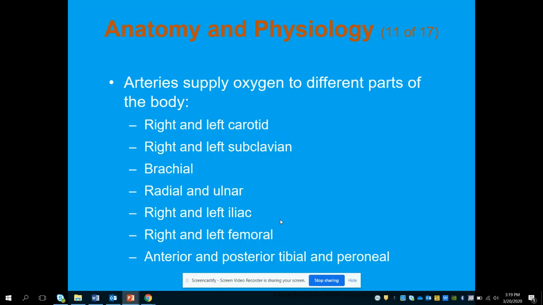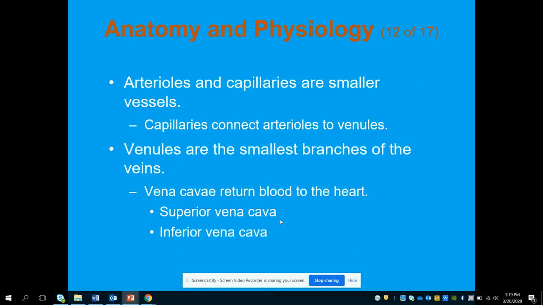Those arteries supply oxygen to different parts of the body, so as they progress out and move out to the rest of the body, these are some of our major arteries. So we have our carotid, the right and left subclavian, which is underneath our clavicle, the brachial arteries, again, right and left ulnar, right and left iliac, right and left femoral, and the anterior and posterior tibial.